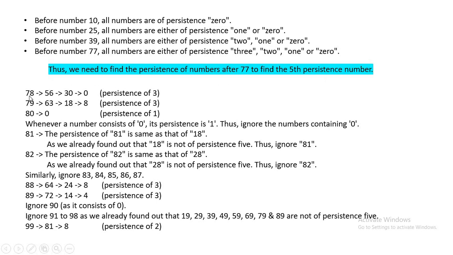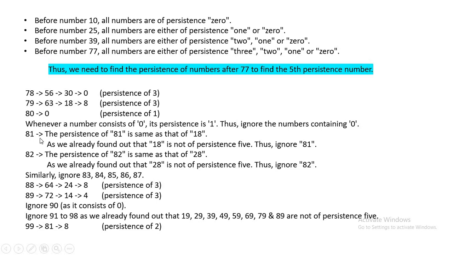So we start with 78 and calculate the persistence: 78, 8 times 7 is 56, 6 times 5 is 30, then 0. Persistence 3. Similarly, for 79 it comes to 63, then 18, then 8. No need to calculate the persistence of 80. Whenever a number contains 0, its persistence is 1. Thus ignore the numbers containing 0, because whenever something is multiplied by 0 it gives 0, a single digit number.